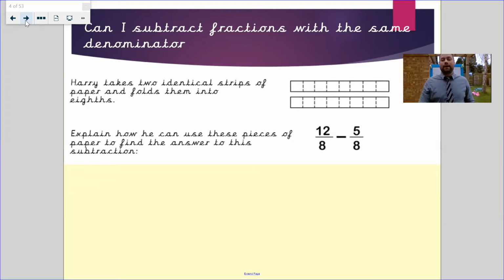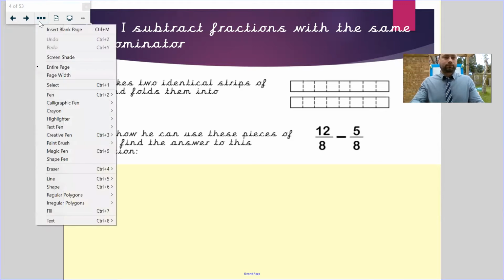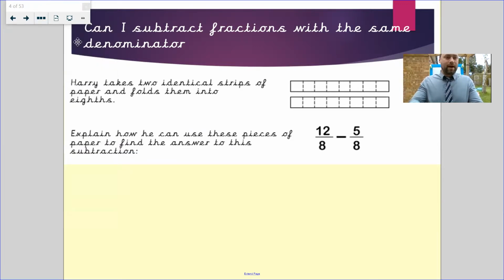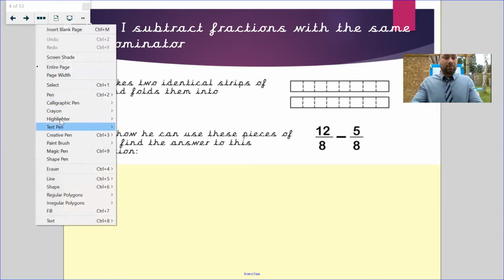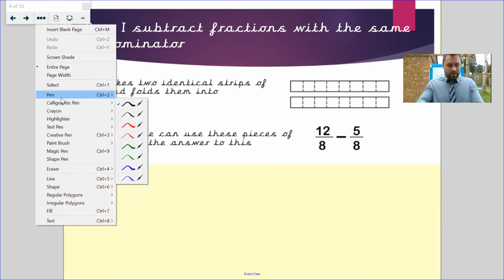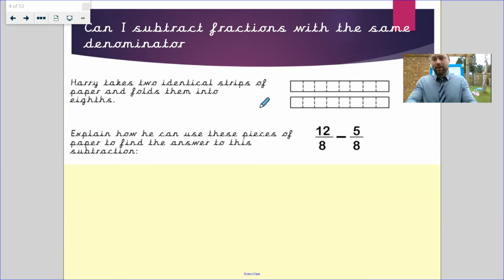Okay, so we're going to have a look at subtracting fractions in a little bit more detail. So in this question, Harry takes 2 identical strips of paper and he folds them into eighths. Explain how we can use these pieces of paper to find the answer to this subtraction. So what he can actually do is the following. Now, I haven't got a piece of paper with me, but you can do this at home if you want to. If you're at school, you may be able to do it. I'll send a template over. It's on Tapestry on Teams as well, so you can look in the resource pages there as well.